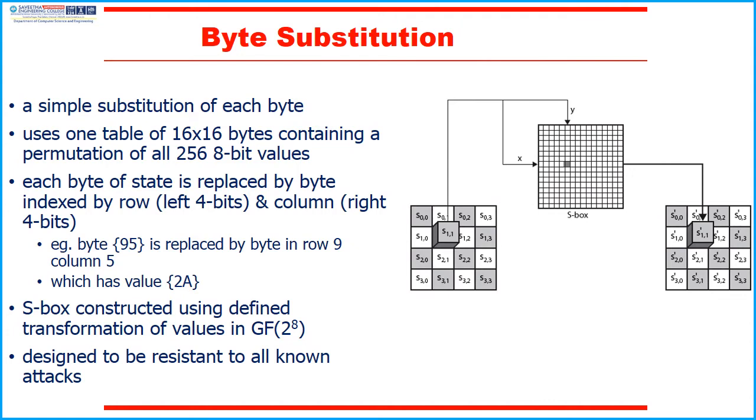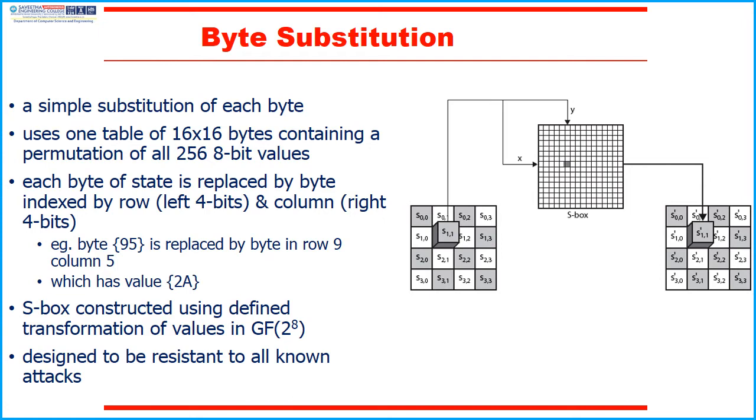The substitute bytes stage uses an S-box to perform a byte by byte substitution of the block. It uses one table of 16 x 16 bytes containing a permutation of all 256 8-bit values. Each byte of state is replaced by the byte indexed by row, that is the left 4 bits, and column, the right 4 bits. For example, the byte 95 is replaced by the byte in row 9 and column 5, which has the value 2A.